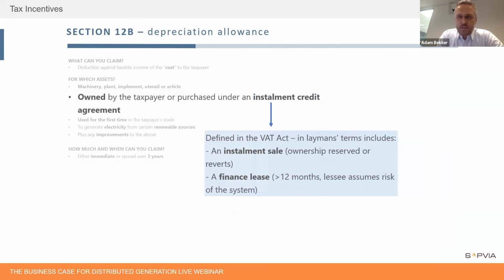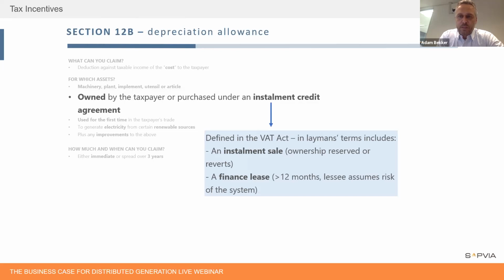So the 12B deduction can be claimed if you are the owner of the equipment that was purchased, or if you purchased it under what the Act refers to as an installment credit agreement. This kind of feeds back to what Hugh and some others have been talking about today. In deciding whether to finance a system through either a PPA or an installment sale or a finance lease, there is a difference in the treatment from a Section 12B point of view.